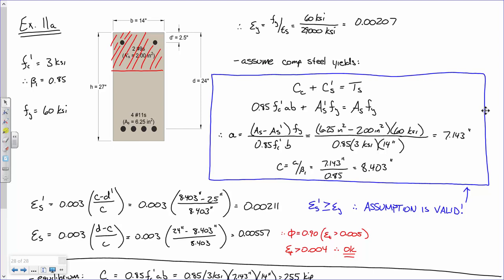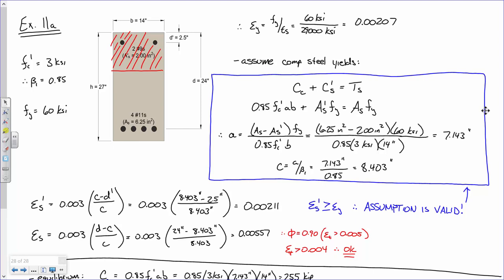Now we said, all right, in order to verify that assumption, I'm going to take that a value and compute c, so c is a over beta 1, that's simple, comes out to about 8.4. Then I'm going to take that c value, and if we assume that the compression steel yields, then when we compute the strain in that compressive steel, it should be larger than epsilon sub y. And we found that that was the case, so that assumption was valid. That's going to be a valid assumption for 11A. It's not going to be the case for 11B, and so the calculation will get a little more intense, but not too bad. So this assumption was valid, so now we can move forward. We compute the strain in the tensile steel for two really simple reasons.